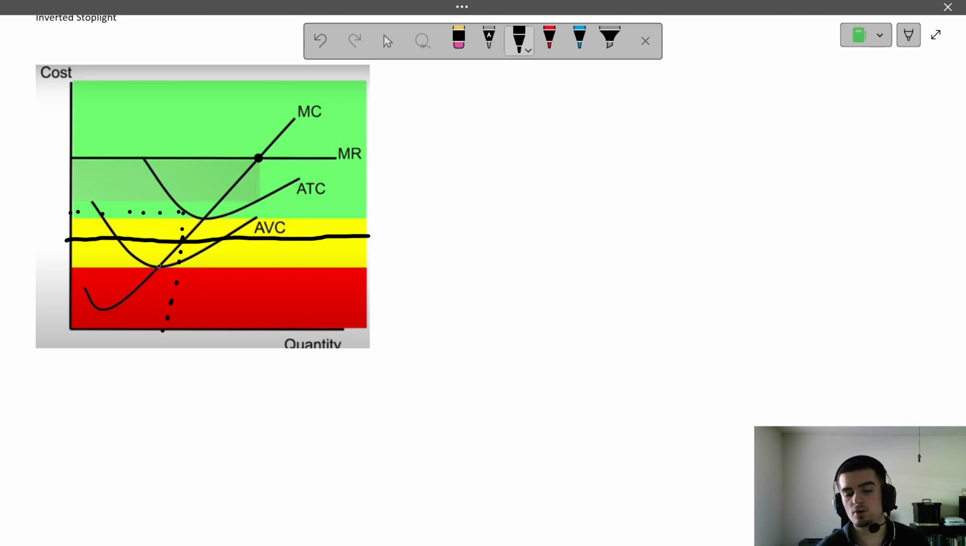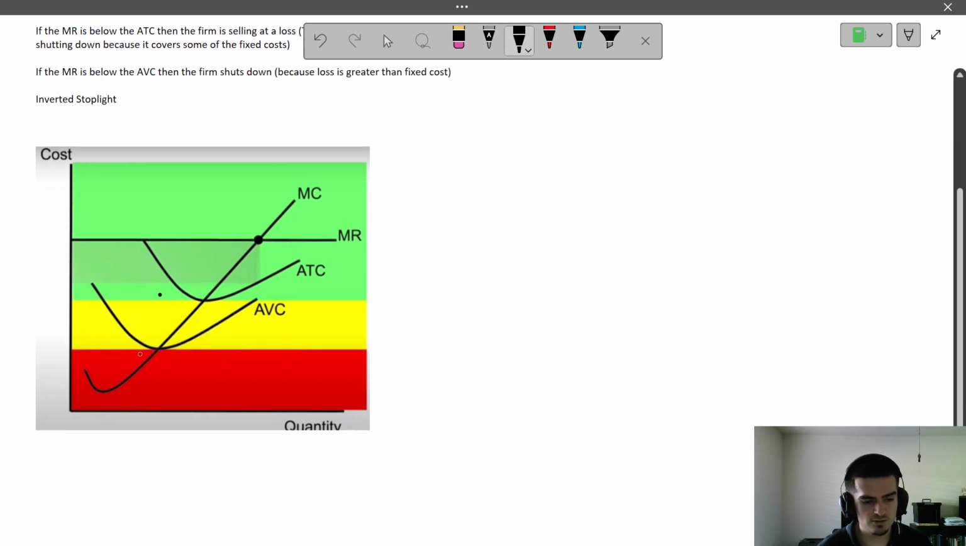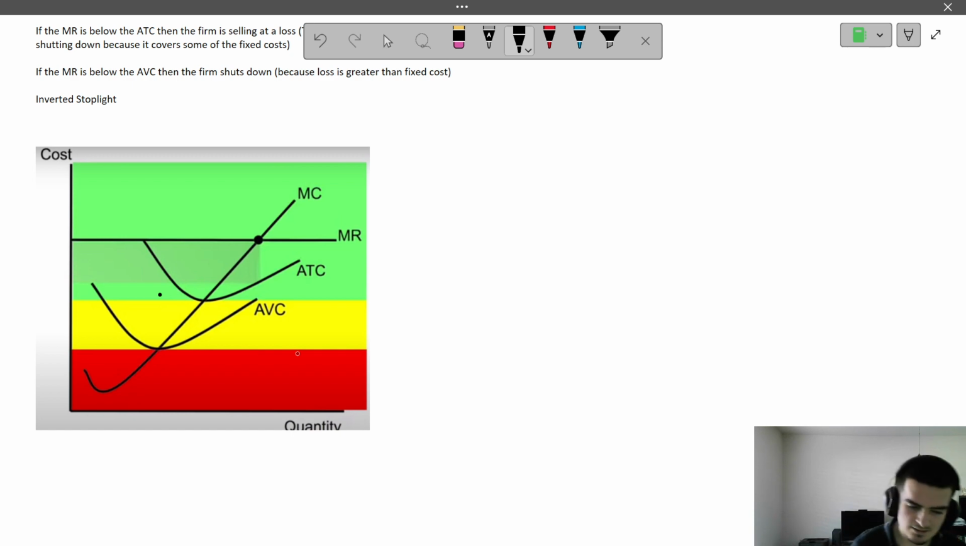And they make a profit when they're above average total cost. And so whenever they get below average variable cost, well, they stop producing. They quit, they get out, because it's now costing more to stay open than it is to not stay open.